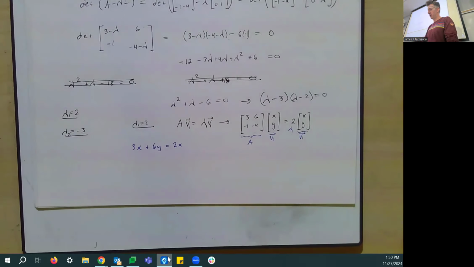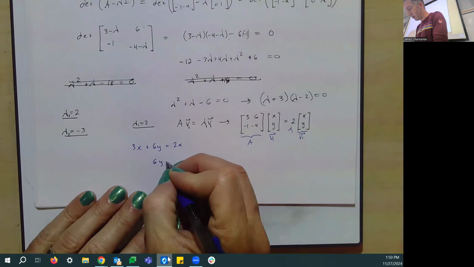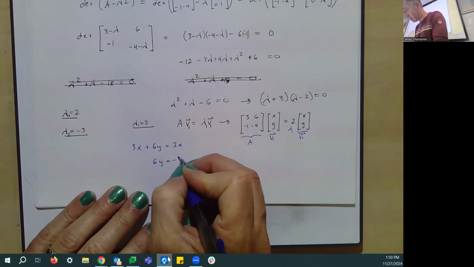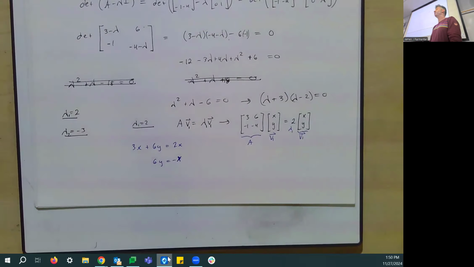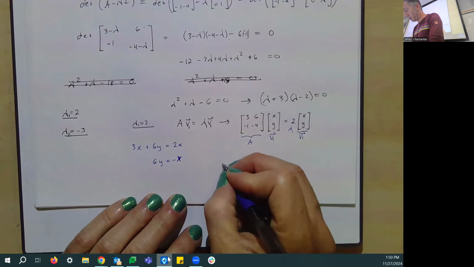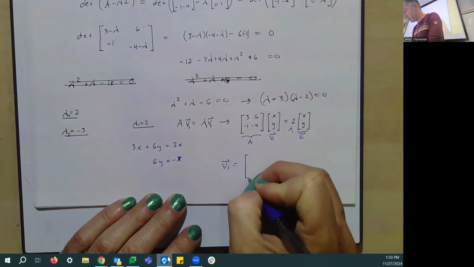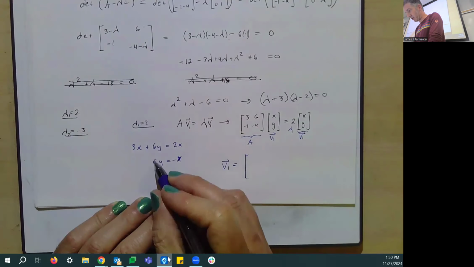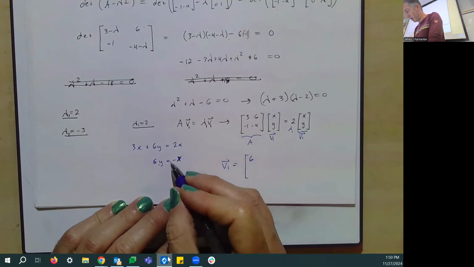Subtract 3x from both sides. 6y equals negative x. And I would encourage you to stop there. Because at this point, you can pick x and y to be any numbers that aren't both 0 that satisfy this equation. And it's really, really easy to pick x equal to the coefficient of y and y equal to the coefficient of x. In other words, here, I'm going to pick my vector v1 to be x is going to be +6, y is going to be -1.